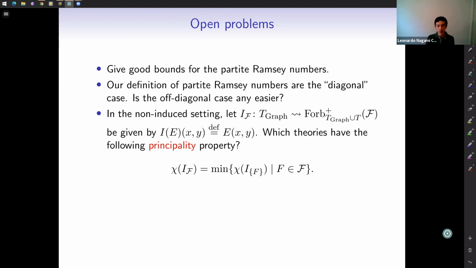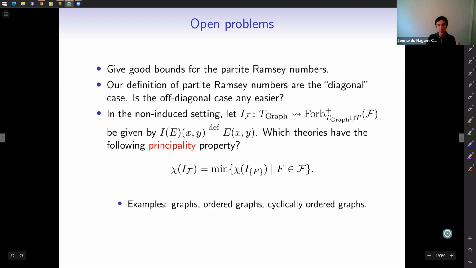Now, you can ask yourself, what are the theories that satisfy this principality property? Because, for instance, when we saw graphs, that was the usual Erdos-Simonovits, and it was true that the chromatic number of the family was the minimum of the chromatic numbers of each of the guys. The same thing held for ordered graphs or for cyclically ordered graphs. But in general, this does not hold.